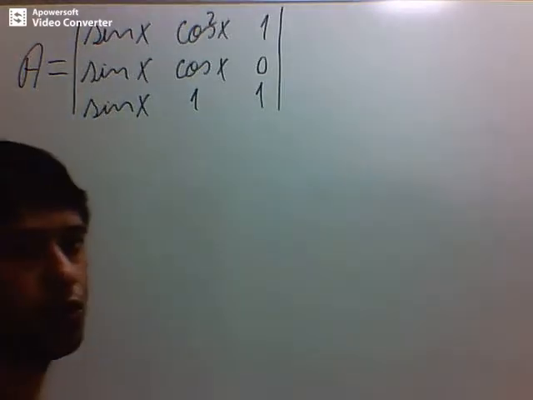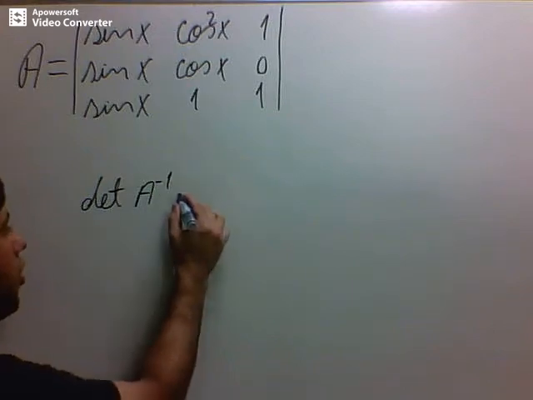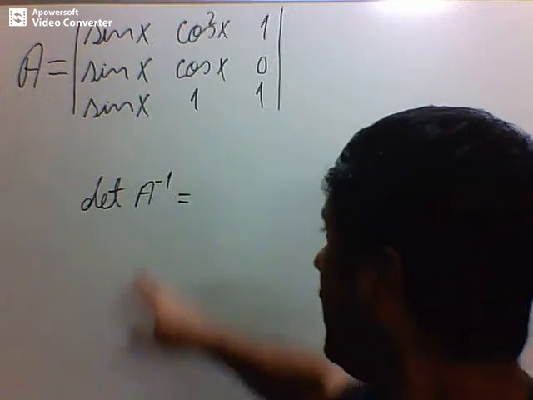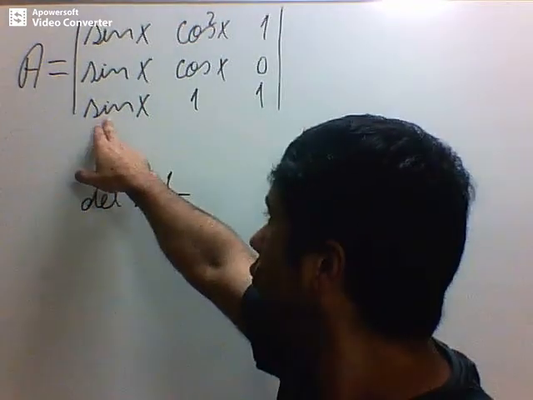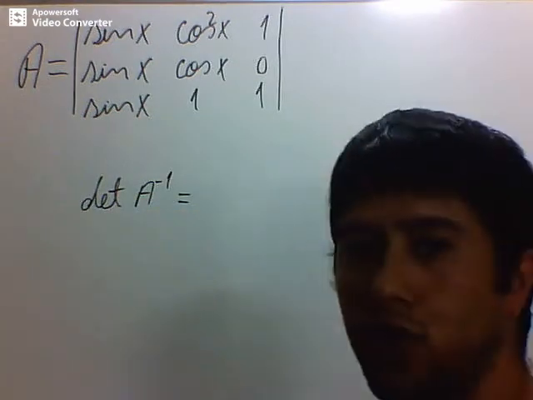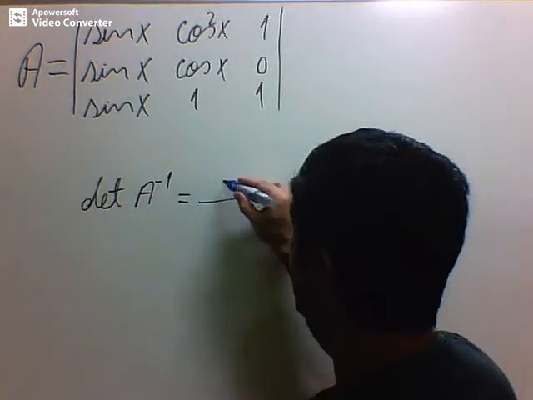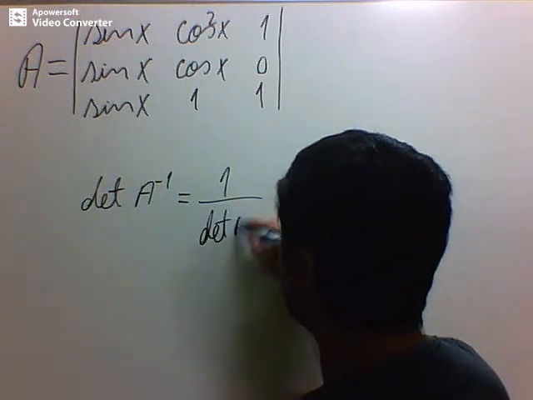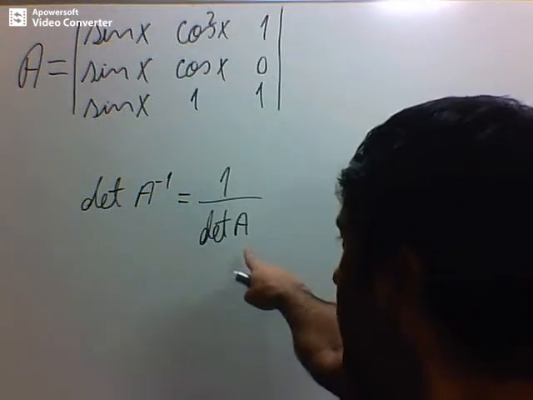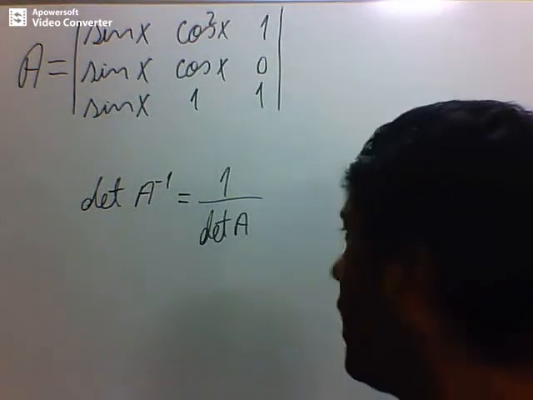So what the exercise wants us to calculate is the determinant of the inverse matrix of A. This is what we are going to calculate. But first of all, instead of inverting this matrix here and only then calculating the determinant, we're going to use this property here, okay? The property says that the determinant of the inverse matrix is equal to the inverse of the determinant of matrix A. All right, this is going to facilitate our calculus.